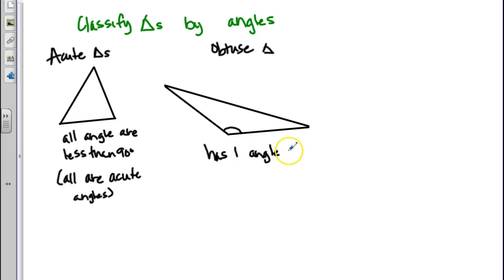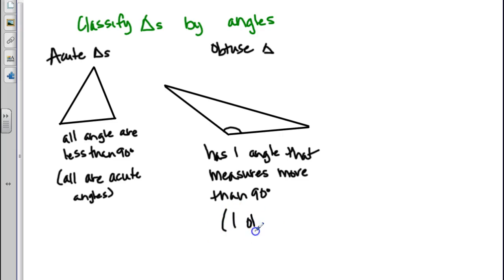So an obtuse triangle has one angle and only one. There won't be more than one. That measures more than 90. So one obtuse angle. And like I said, the other two will be acute. We don't really care about that.